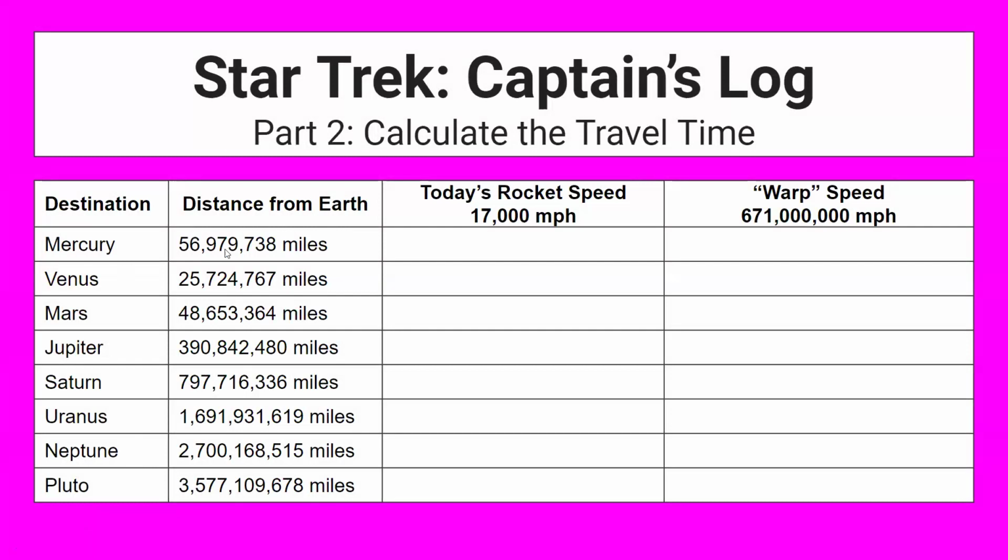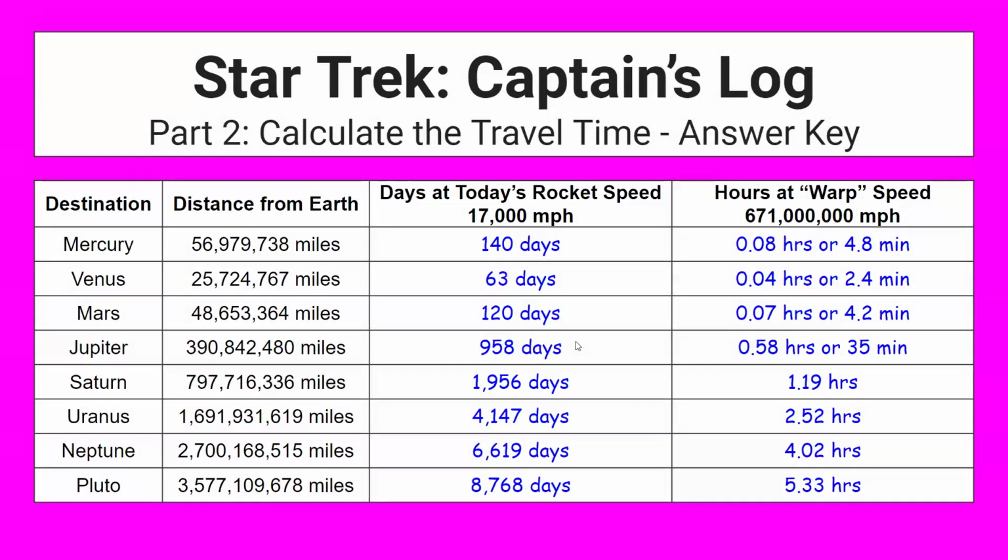But if you're going at warp speed, which is, of course, the Star Trek name for speed of light, that's 671 million miles an hour. So figuring out what that would be involves those unit rates and all of those different little math concepts. And then, of course, there's the answers. And then there could be some neat conversations that come out of here as well.